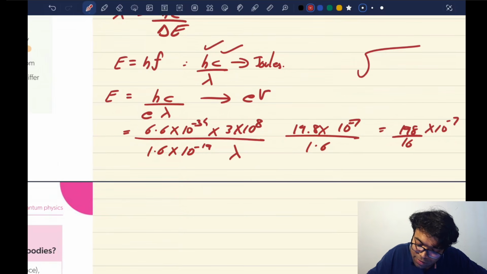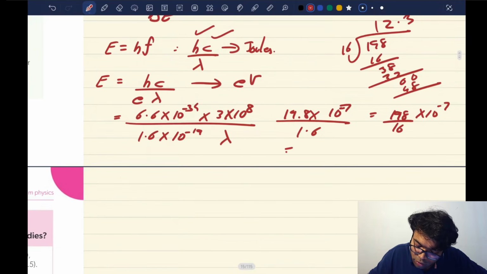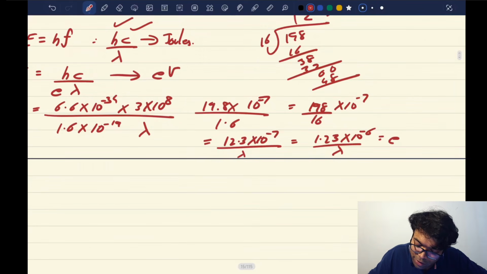So let's divide this 198 by 16. 1 16s are 16, 38, 16 2s are 32. This will give you 6.0, 16 5s are 80, 16 3s are 48, 49, 50. So 12.3, let's just imagine it's 12.3. So 12.3 into 10 to the power minus 7 upon lambda, or simply 1.23 into 10 to the power of minus 6 upon lambda. This energy will be in what? Electron volts.